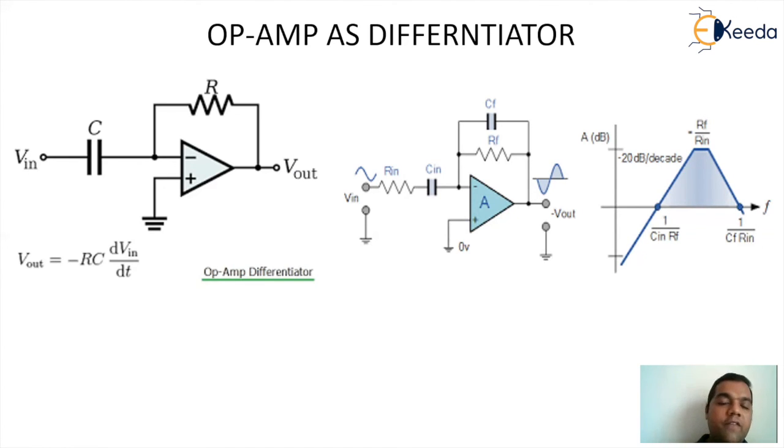And obviously, when we convert the ideal differentiator into a practical differentiator, we are adding additional components. On the feedback path, we have CF and RF, and on the input path, we have Rin and Cin. So we get the cutoff frequency points as 1 by Cin RF and 1 by CF Rin. These two will work like cutoff points. Differentiator circuits are normally defined as high pass filters, so they are actually used for processing high frequency signals.